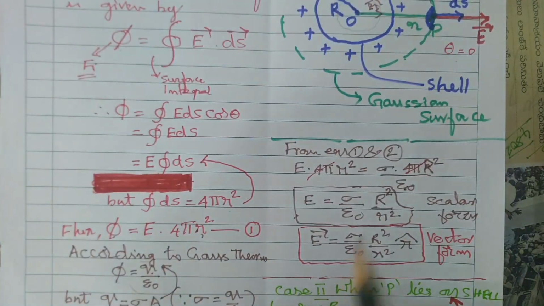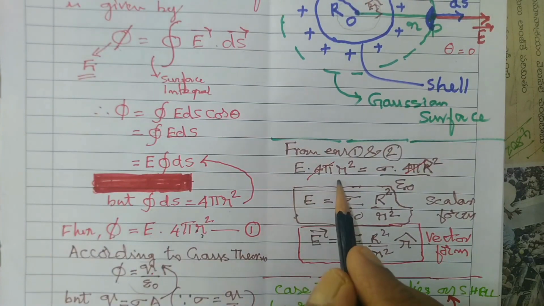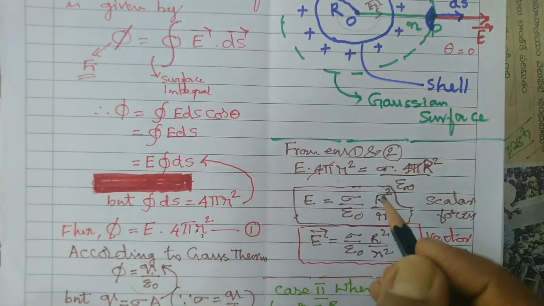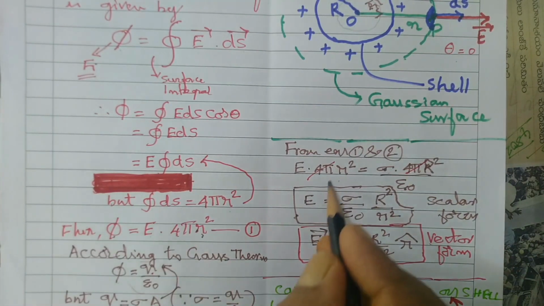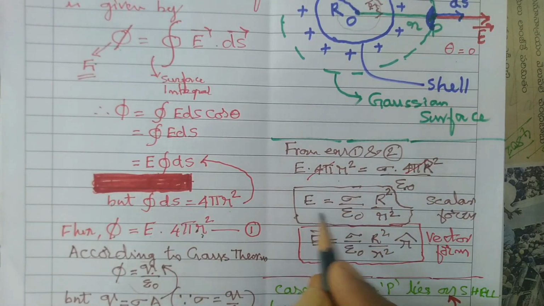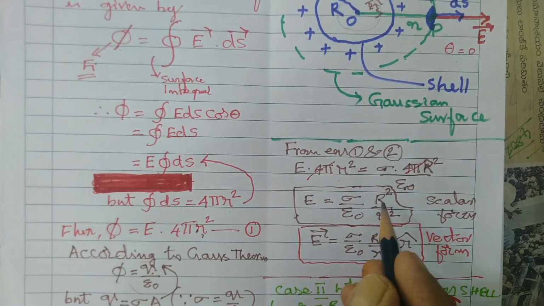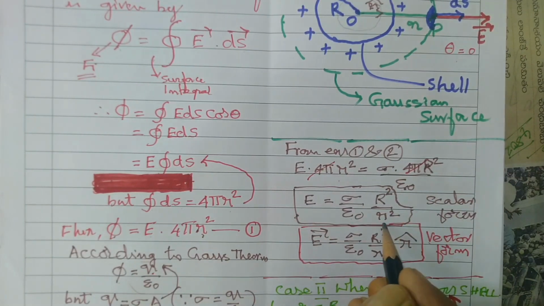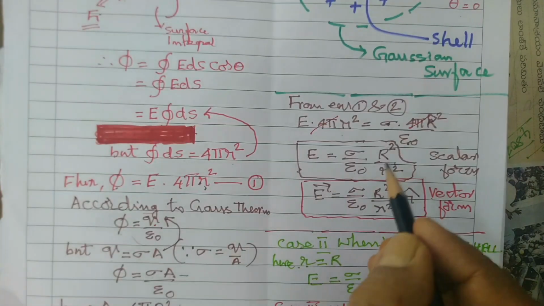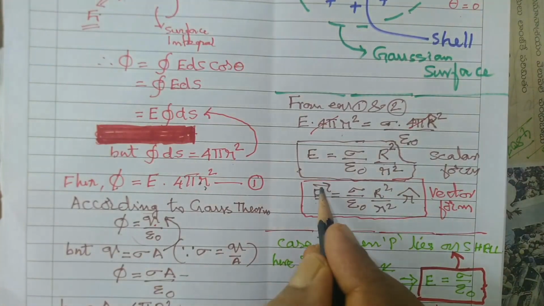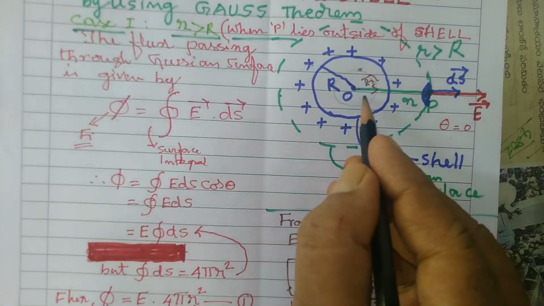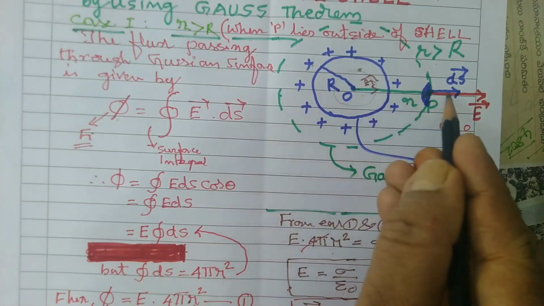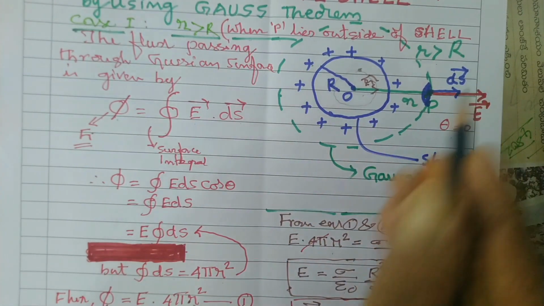Now, these two equations we equated. E into 4 pi r square is equal to sigma 4 pi R square by epsilon 0. Then 4 pi gets cancelled. E is equal to sigma by epsilon 0 into R square by r square. Observe carefully, 4 pi is not there now. It is a scalar form. In vector form, if you write it, you have to put an arrow mark here and multiply with the unit vector. This is the unit vector representing the direction of the electric field. Already I told you that.